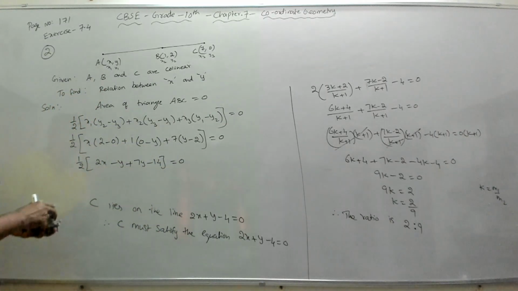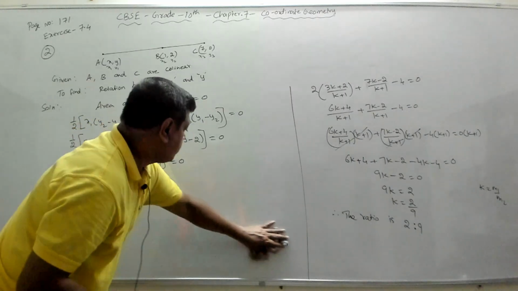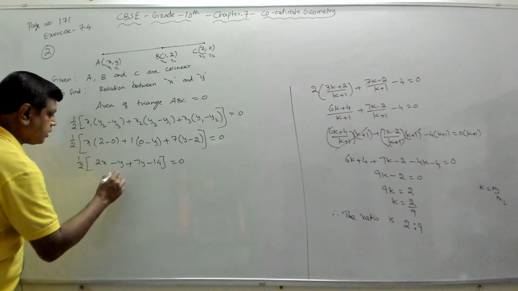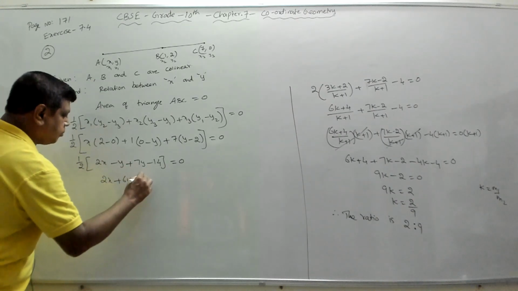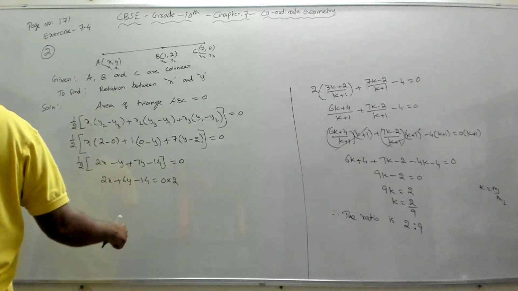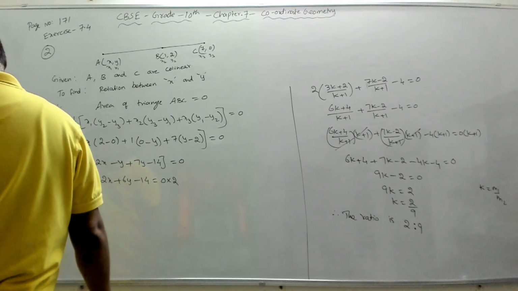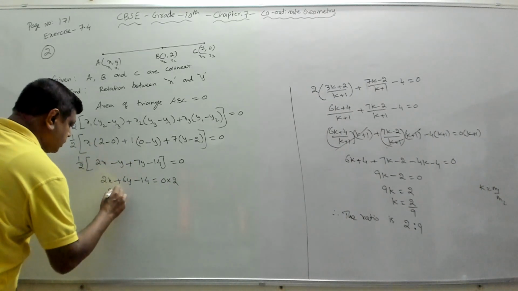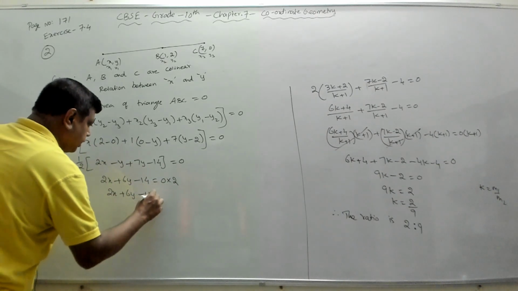Now this 2 will go to the other side. So you get here 2x plus 6y minus 14 equal to 0 into 2. Because this 2 goes to the other side, it becomes 0 into 2. Now if you simplify this, we get 2x plus 6y minus 14 equal to 0.